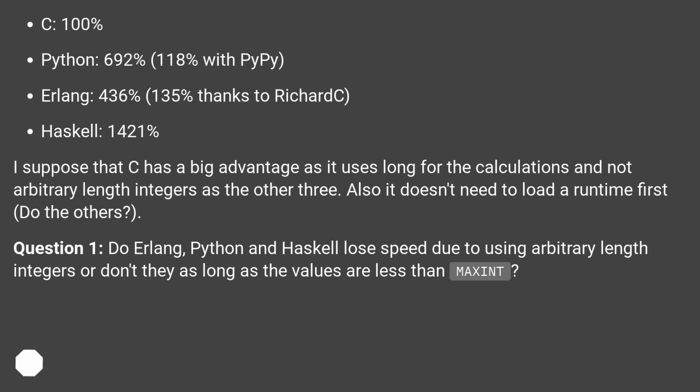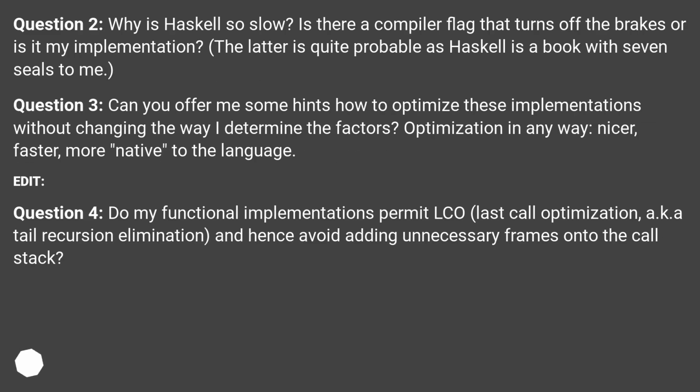Question 1. Do Erlang, Python and Haskell lose speed due to using arbitrary length integers, or don't they as long as the values are less than maxint? Question 2. Why is Haskell so slow? Is there a compiler flag that turns off the brakes or is it my implementation? The latter is quite probable as Haskell is a book with 7 seals to me.